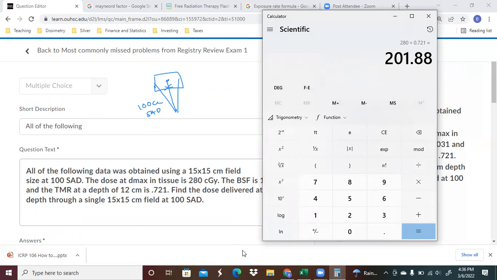Do we need the backscatter factor at this particular time? We don't really need it. It's kind of thrown in there to throw you off guard. If all we had was an exposure in air to some point here, that would be the equivalent of Dmax here. At that particular point, then we would need the backscatter factor to go from air into the tissue and then from the tissue out to this particular depth. But in this particular case, we already have the dose at Dmax. We don't really need to use the backscatter factor. So in this case, all we really needed was the TMR.